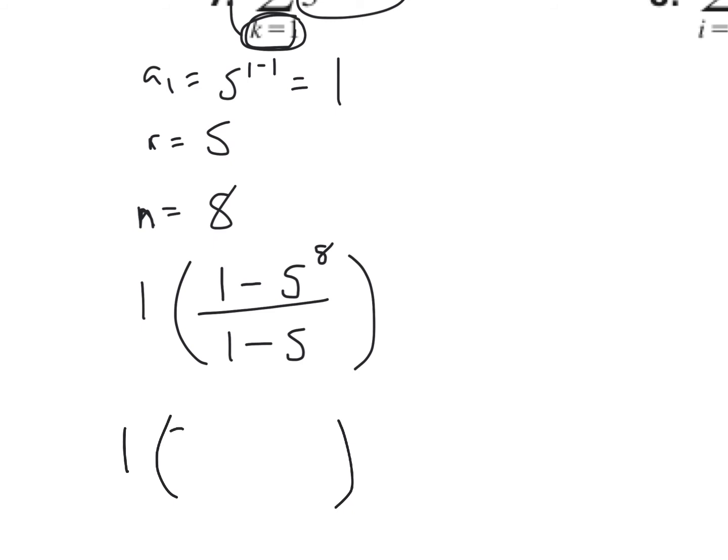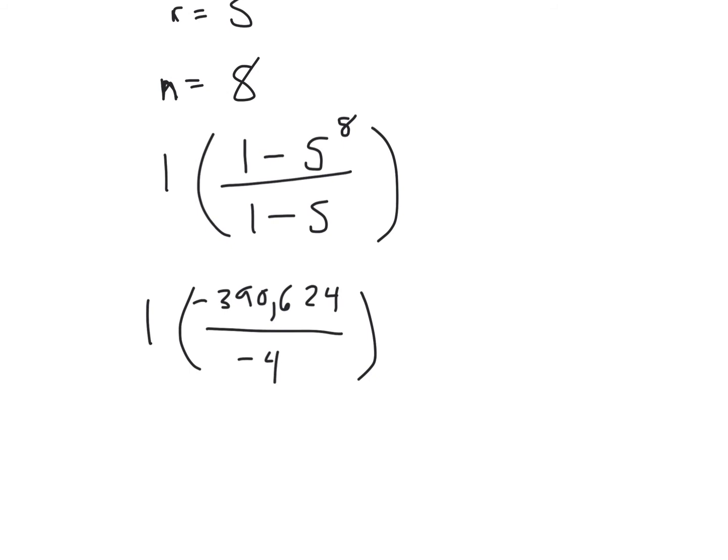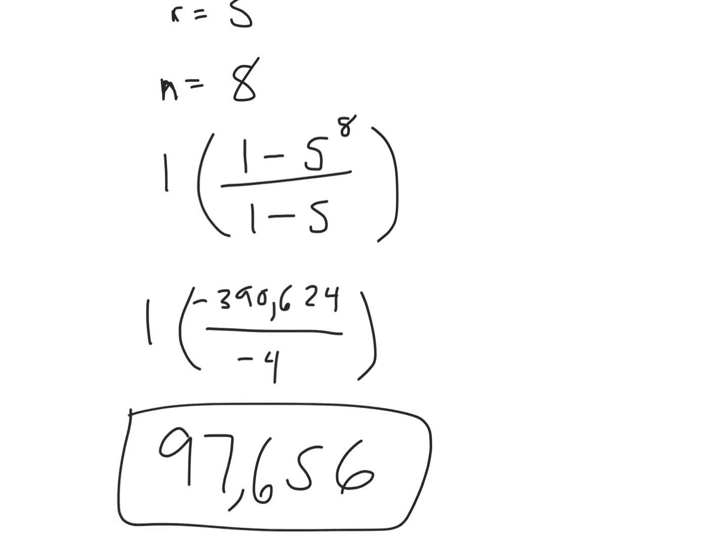So on the top I get negative 390,624. And then on the bottom, 1 minus 5 is negative 4. So I'm going to divide this by negative 4. So I have 1 times 97,656. And 1 times this is itself, so that is our answer.